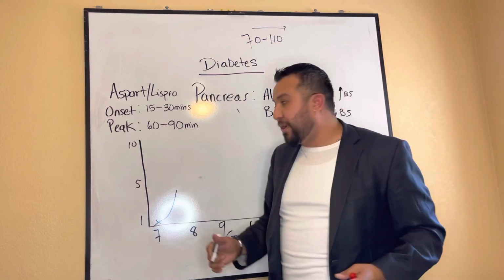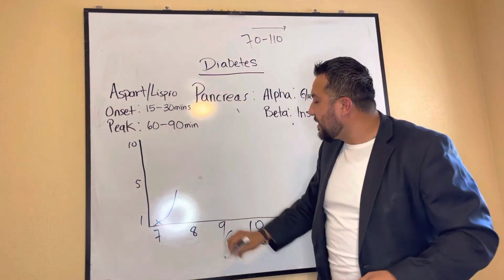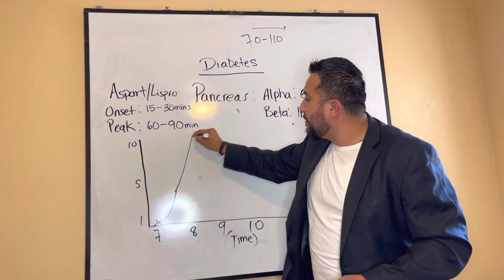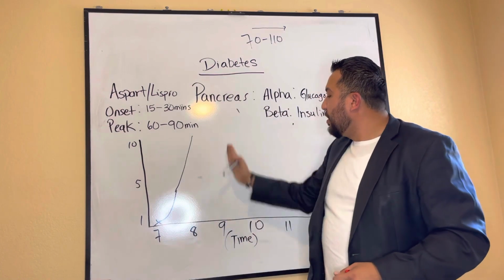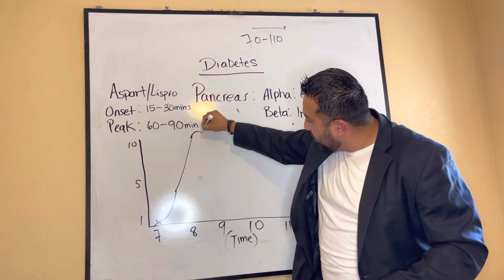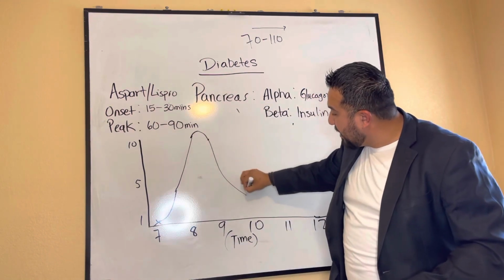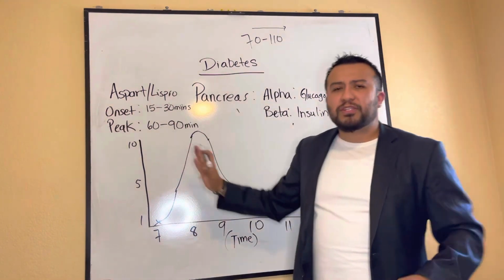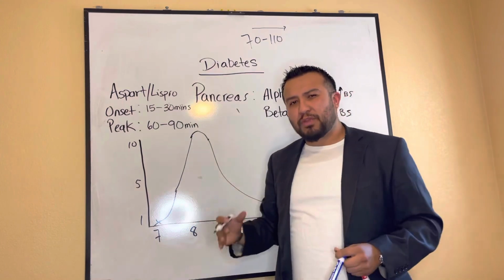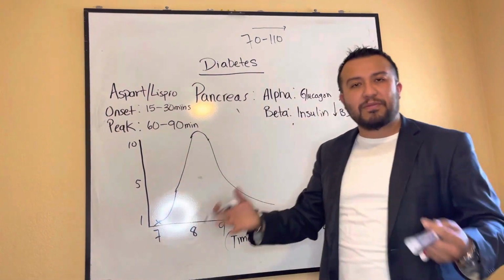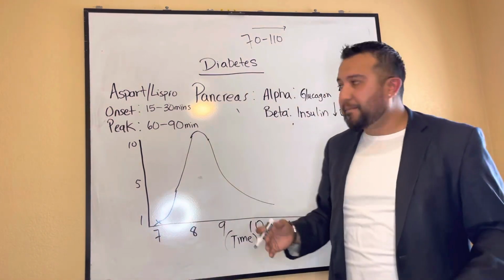When are you going to feed your patient? The peak time is 60 to 90 minutes, meaning that the patient will peak within an hour to an hour and a half from the administration of the insulin, and then it drops and tapers off. This medication's duration, aspart, lispro, is a little bit shorter than regular, but nonetheless, the concept is very similar. The concept is the same.